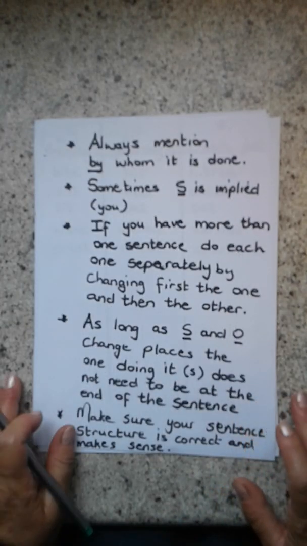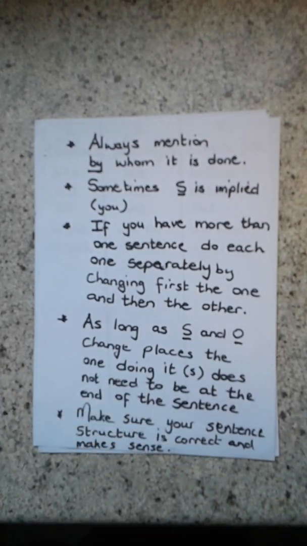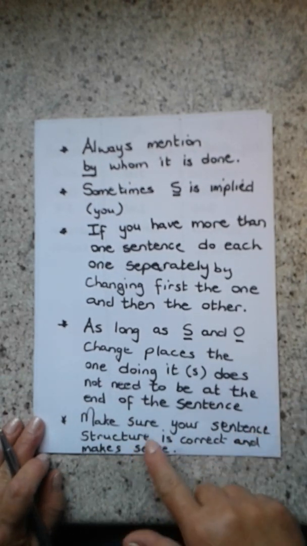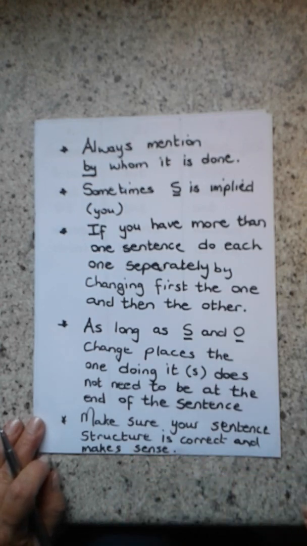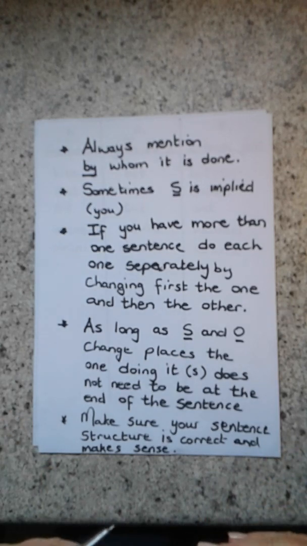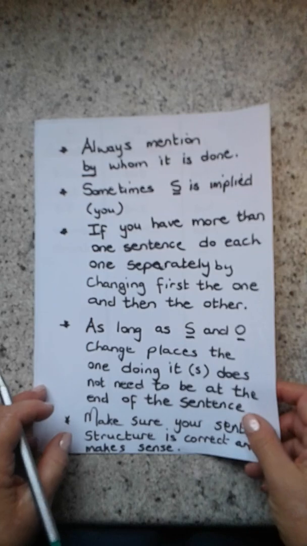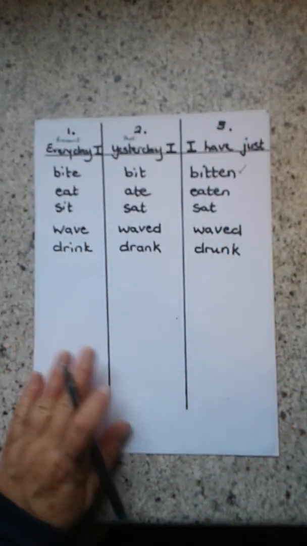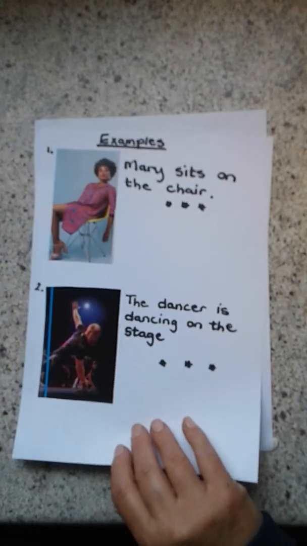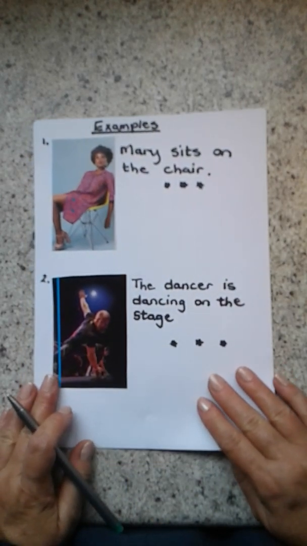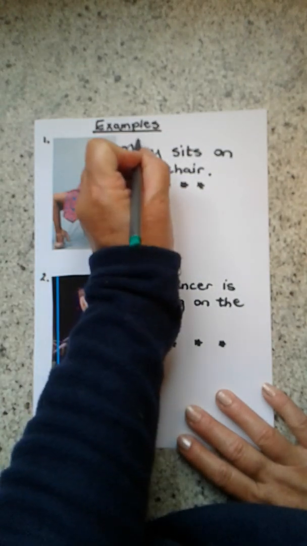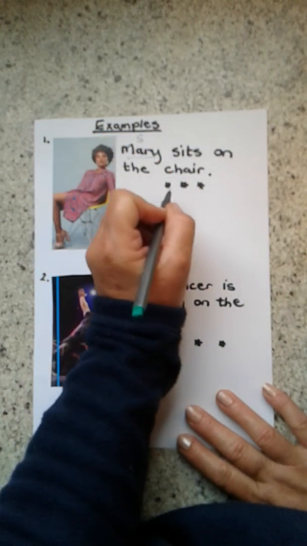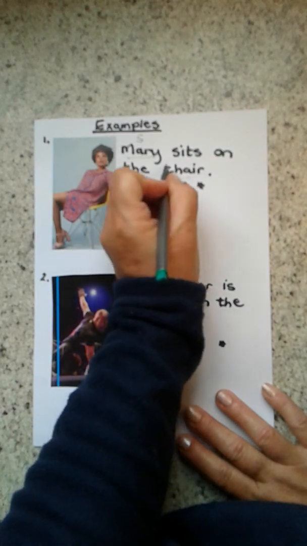Okay. And the one isn't doing it anymore, but you write the object first. Please make sure that your sentence structure makes sense. Just read your sentence after you've changed it and make sure that the sentence structure is correct and that your sentence makes sense. Right. Now, let's have a look at the first sentence. I would like you to work with me. Mary sits on the chair. Mary is my subject. What is the object? The chair. Okay?